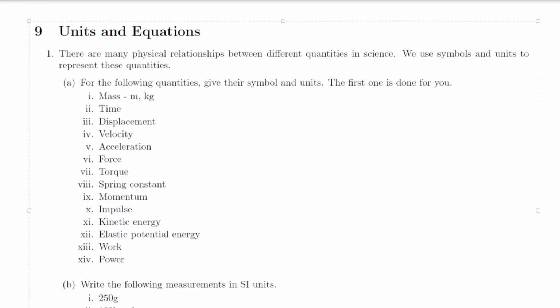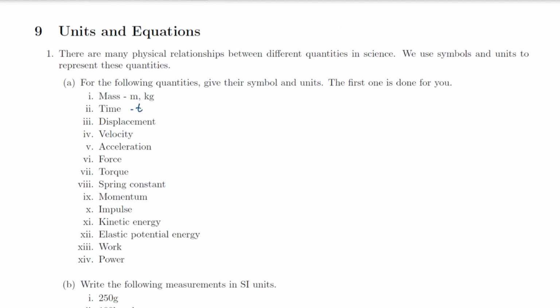Welcome back. Let's go through some units and equations. It can be confusing at times in science when we have so many different quantities with different symbols to represent them and different units as well. So mass, symbol M, units kilograms. So I have a mass of 70 kilograms, for example, and in a formula like kinetic energy, the mass is represented by the lowercase m.